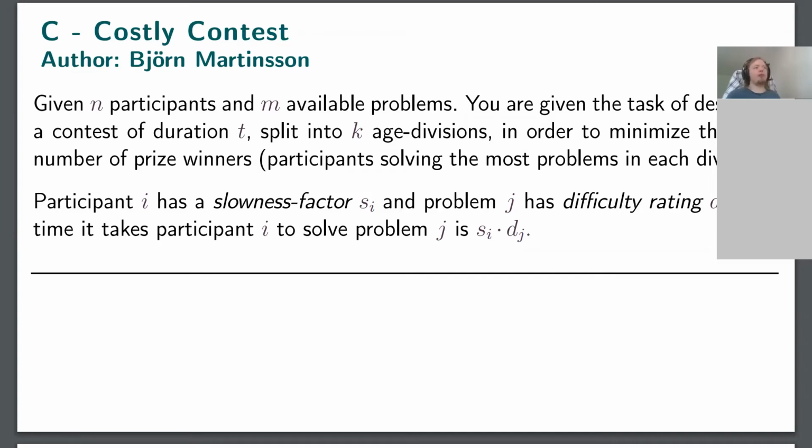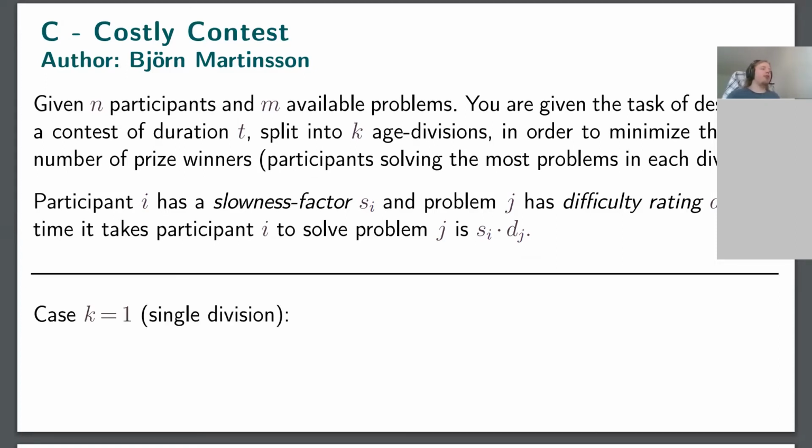So this is what makes the contest costly. Basically, they give out prizes to everyone that comes first or comes in tied first place. In order to lower the cost, they ask how we can make this contest so that there are as few prize winners as possible. And then there's also some model about how quickly a participant solves a certain problem, right? So what we should do now is make the divisions and pick the problems for the divisions, and that's the task.